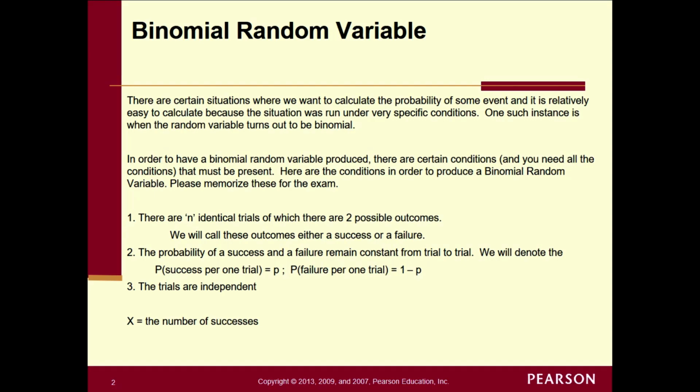Three, the trials are independent. We'll talk more about that later on. If you have those three things, when x is produced, it will be binomial. And notice what x is. X is the number of successes. Number of. Sounds very discrete. You're either going to have 0 or 1 or 2 or 3 successes, and so on and so forth.